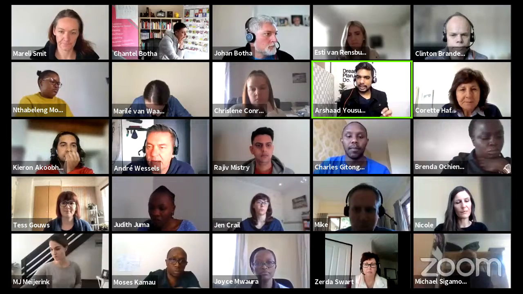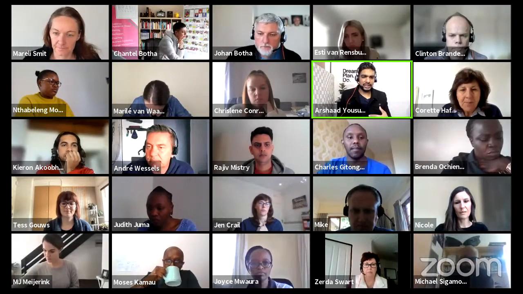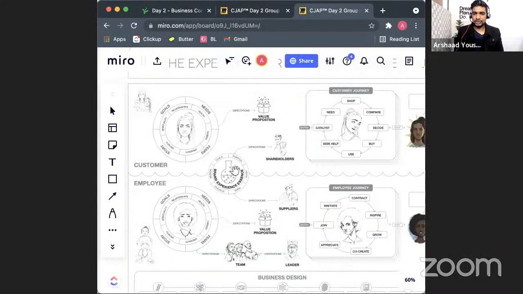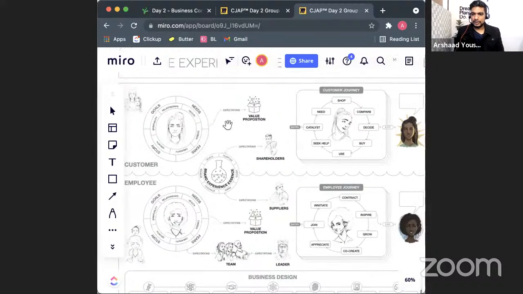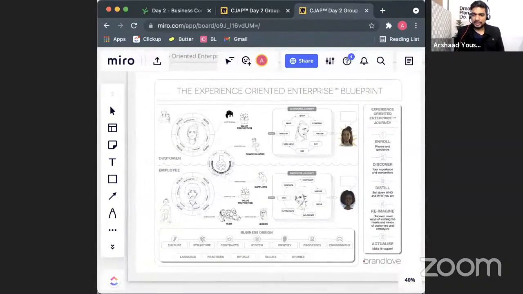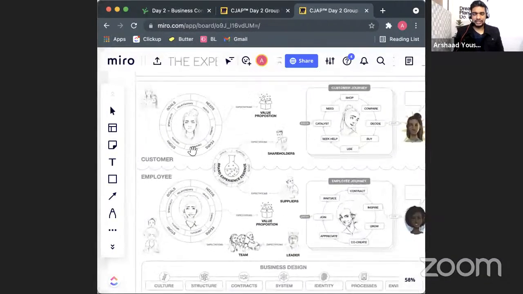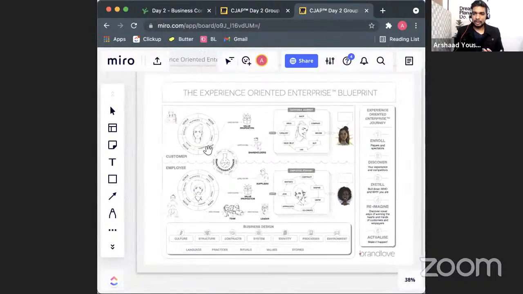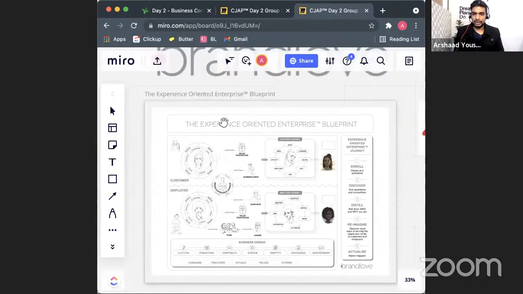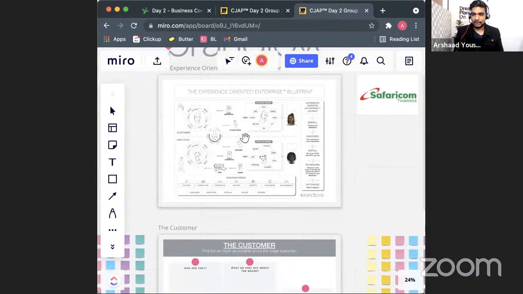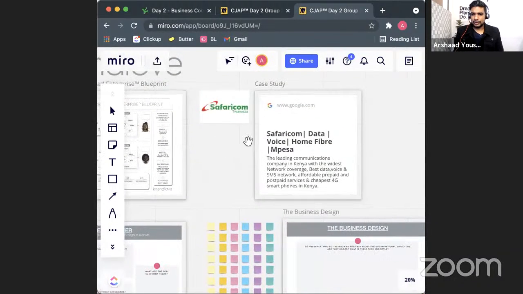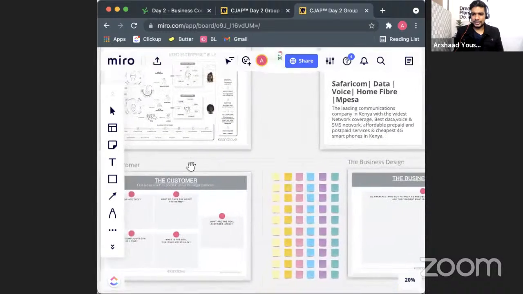Let's now get into your group activity. I'm going to share my screen with you. In your groups, this is what you need to do for your respective client. This is the experience-oriented enterprise blueprint that Chantal took you through yesterday as we were laying the foundation. This is also your Miro board. Each of you has a specific board to work on. And if you scroll to the right, you will view your clients and the link to their website.